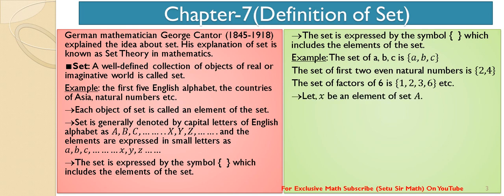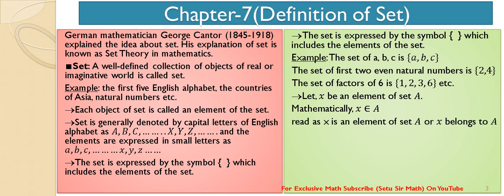So let x be an element of set A. How can we write down this element of set A? We can write down mathematically x ∈ A. That means this sign is the element sign. So x ∈ A, which you can read x is an element of set A or x belongs to A. That means you can say it's element or belongs, that's no problem, you can say anything.